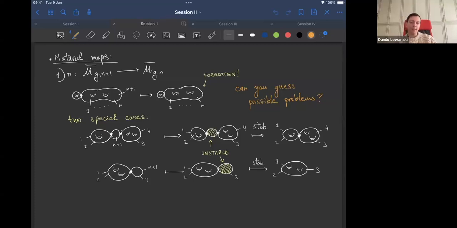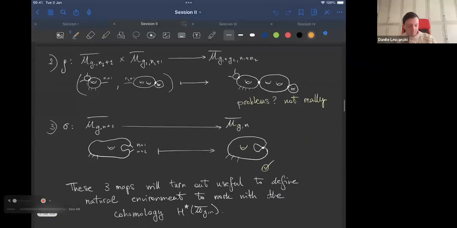And this is again compatible with the dimension because you forgot about one mark point and you also forgot about a node. Okay, so those are the only two bad cases, and this is how to cure this instability. You just shrink the unstable component, and this is well defined. Okay, and what else can you do?